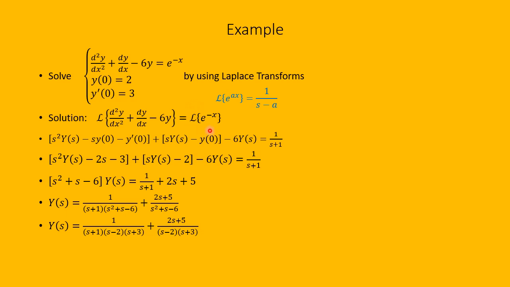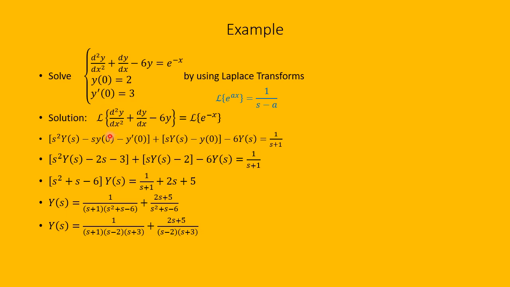Now, how do we find the Laplace transform of e to the minus x? If we look in tables of the Laplace transform, which are available in books and also on the internet, we'll find that the Laplace transform of e to the ax is 1 over s minus a. So, let's see what happens then. The Laplace transform of e to the minus x is going to be 1 over s minus (minus 1), which is 1 over s plus 1. So that takes care of the right-hand side.